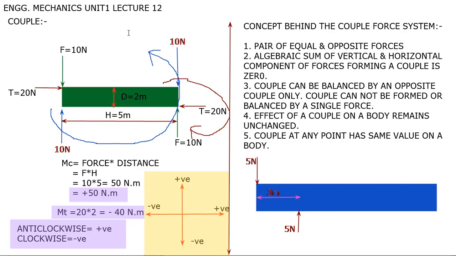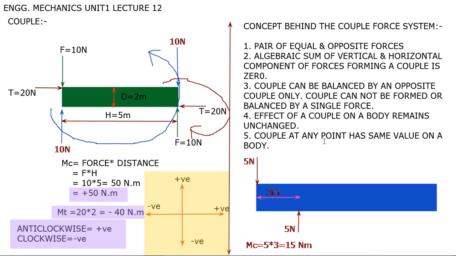The moment caused by this couple, you know that formula: the moment of couple, MC, is equal to 5 Newton multiplied by the distance 3 meter, which is equal to 15 Newton meter. 15 Newton meter will be the moment of couple here.